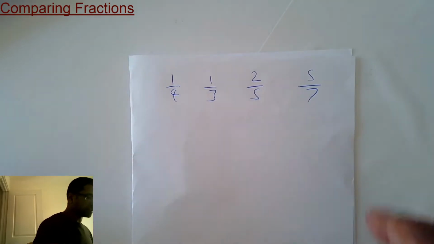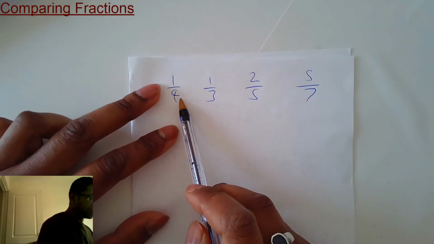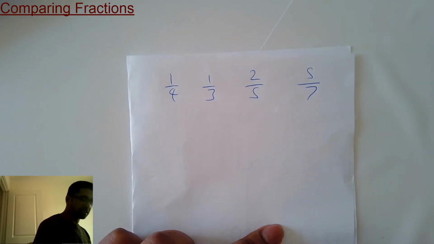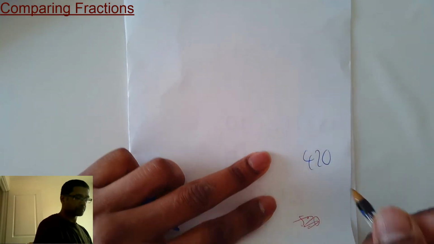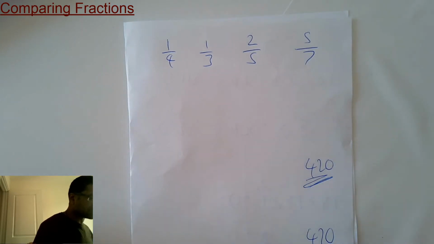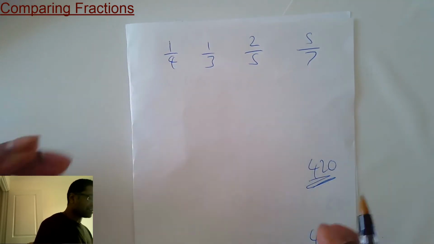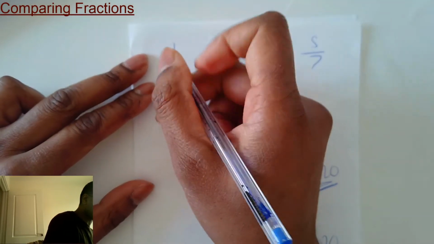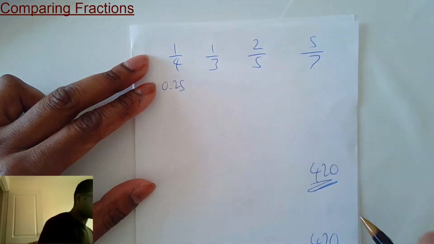Well, what if you got something like this? You're trying to find the LCM of 4, 3, 5 and 7. Now I just happen to know it's 420. But you might not get there so easily. So what you can do is convert the fractions into decimals that you already know. Like a quarter, for example, I know is 0.25.